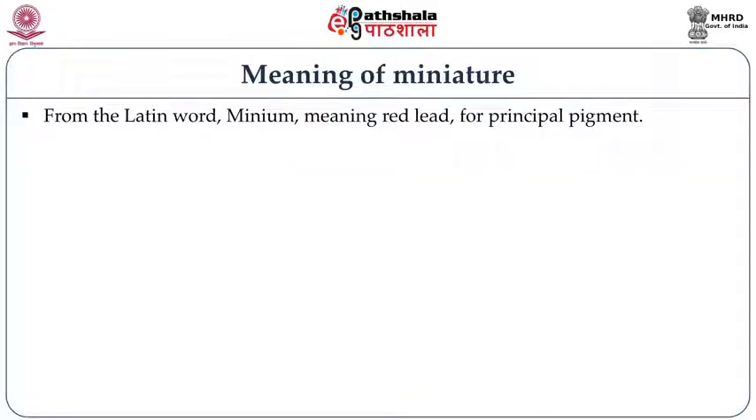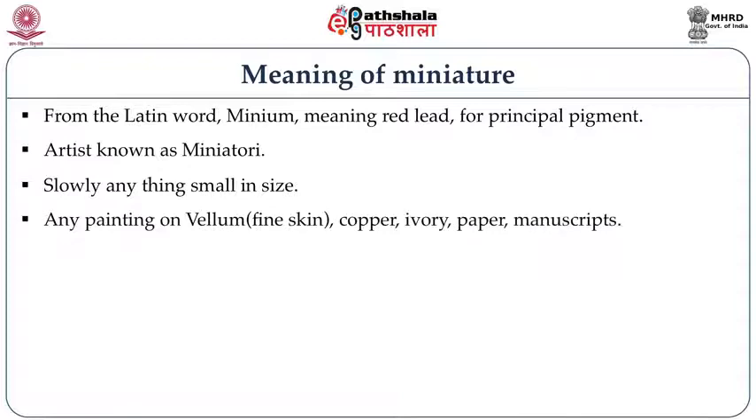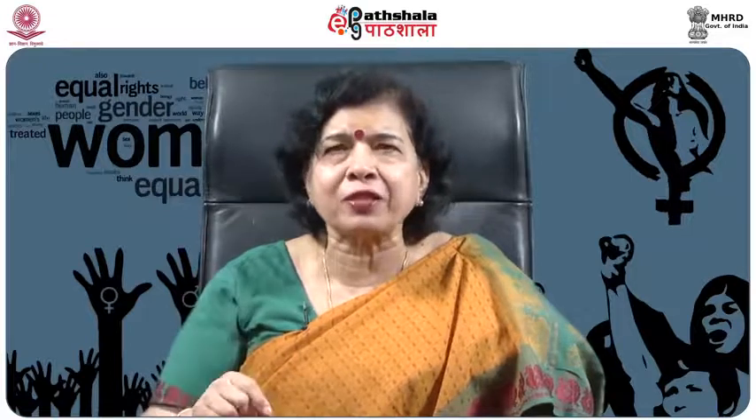Now, let me discuss a little about the representation of women in miniature painting. What do we understand by a miniature? The word miniature has come from the Latin word minium, which means red lead, and it was the principal pigment. The artists who were making these miniatures were known as miniatori, and slowly the word miniature referred to anything which was small in size. Any painting done on vellum, that is fine skin, copper, ivory, paper, or manuscript, the small size was something which was referred to as miniature.